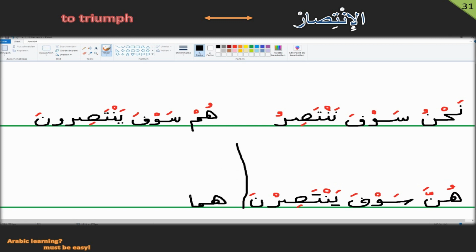Now, we write both verbs, yantasirani and tantasirani, in one word with the difference between them. So, هما سوف ينتصران or هما سوف تنتصران.